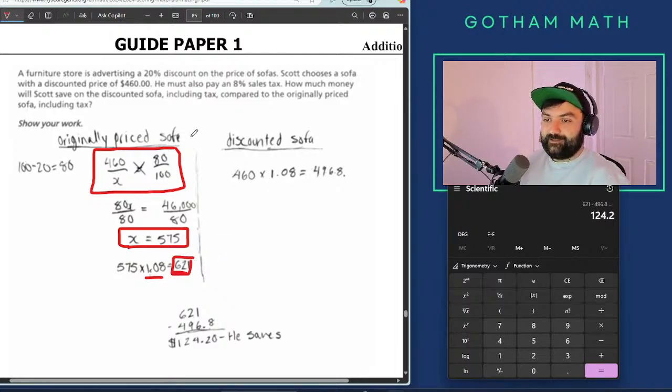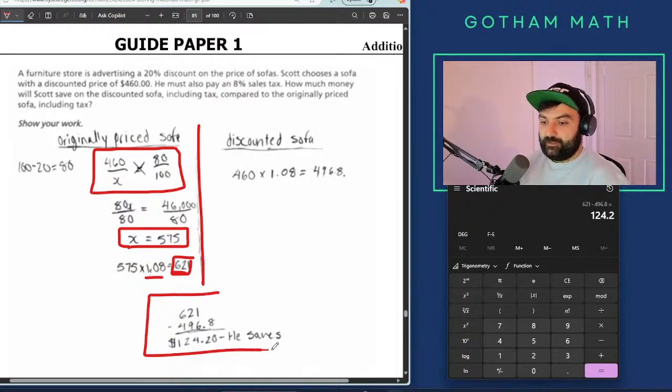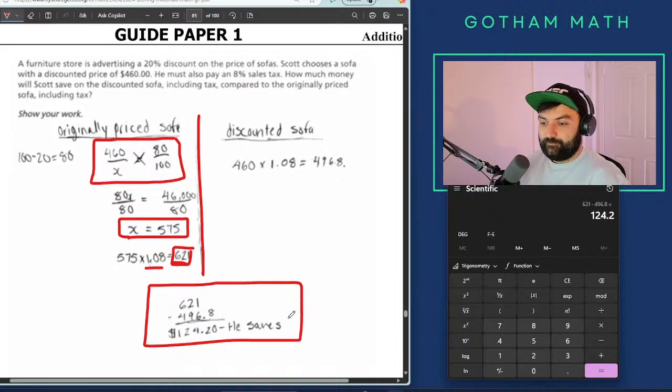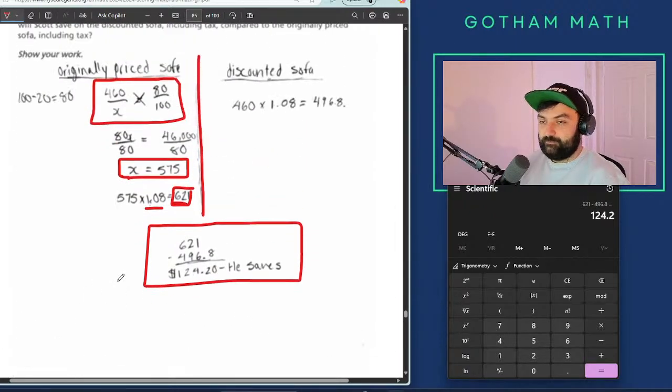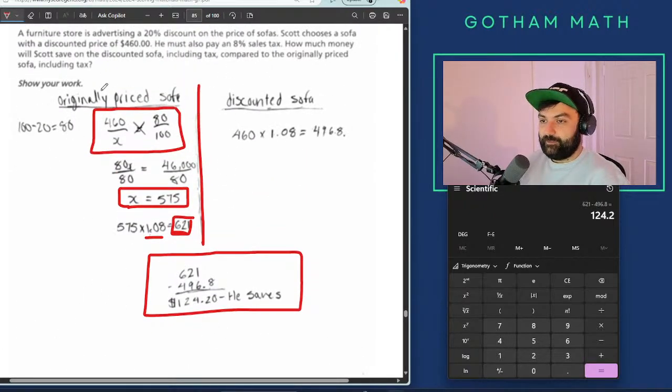And then you see, I really like the way it has been split. You know what I mean? Like it's the original sofa, discounted sofa. It's very organized, right? Like no erasing, no overwriting anything, nothing extra. And now found the price of the discounted sofa after the tax, and then subtracted the results. Very good. I really, really like the way it was actually done.